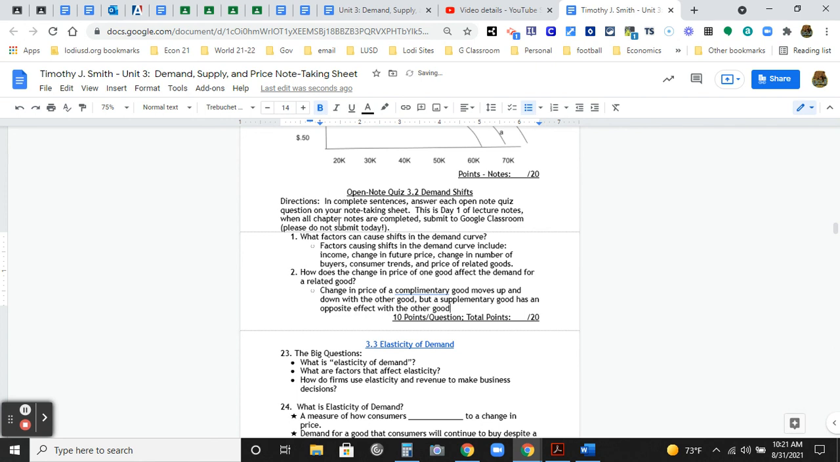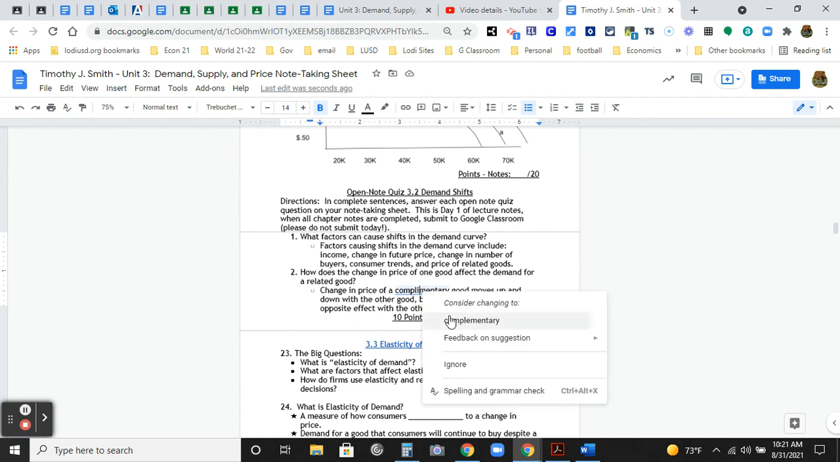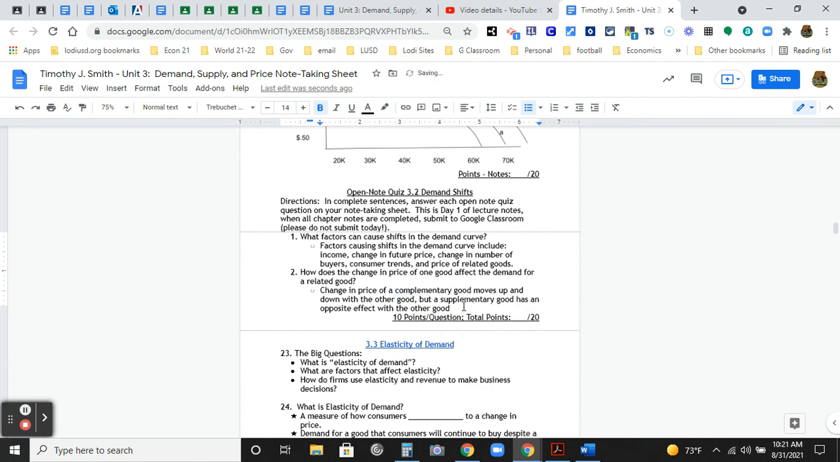Complementary goods work together. Peanut butter and jelly. If the demand for one goes up, the demand for the other goes up. Demand for the one goes down, the other goes down. Supplementary good, it's opposite. If the demand for one goes up, the other one goes down. If the demand for one goes down, the other one goes up. So it's opposite. So wrong use of complementary. We needed the one with the E, not the I.